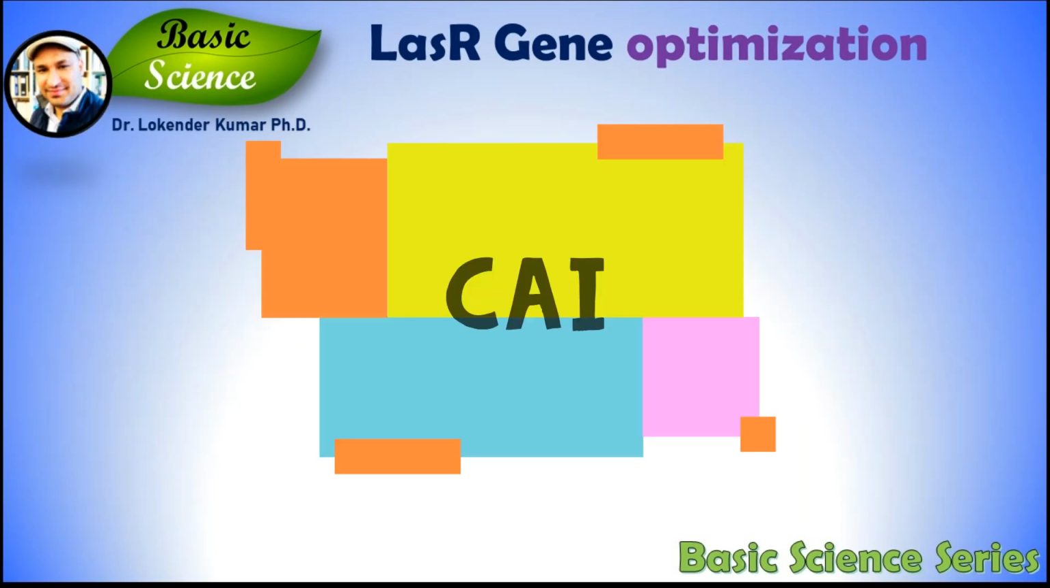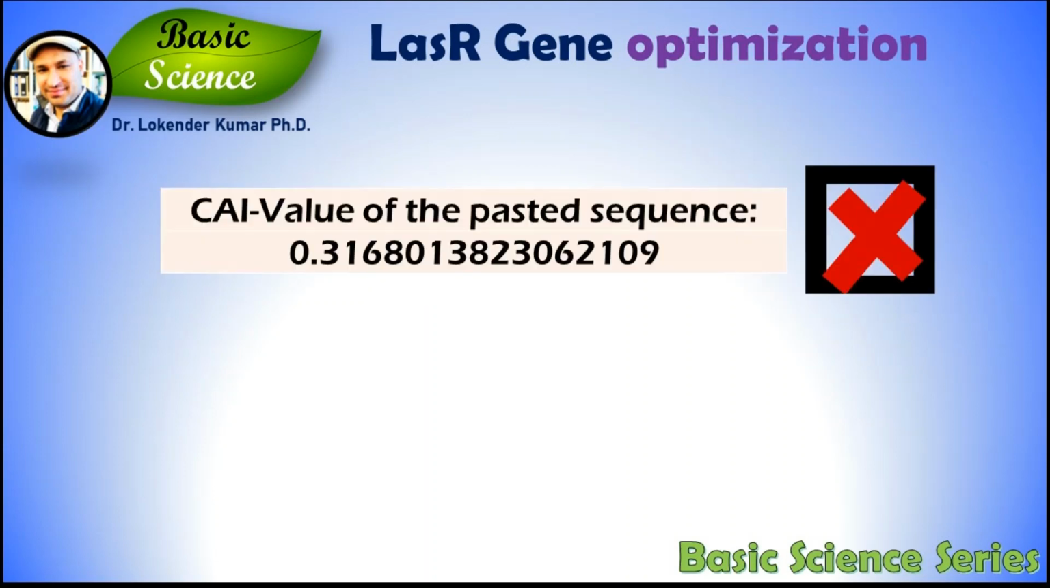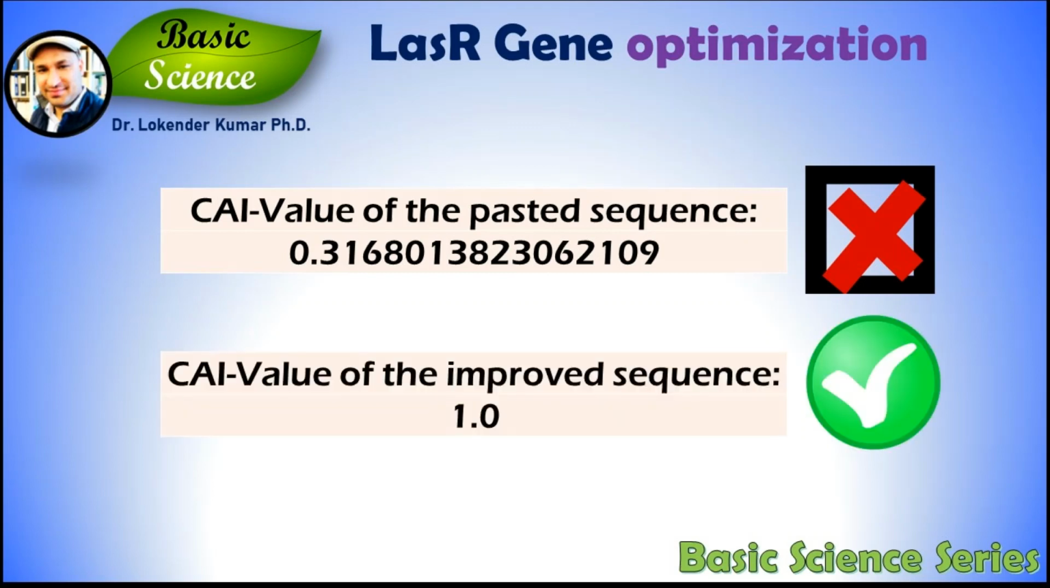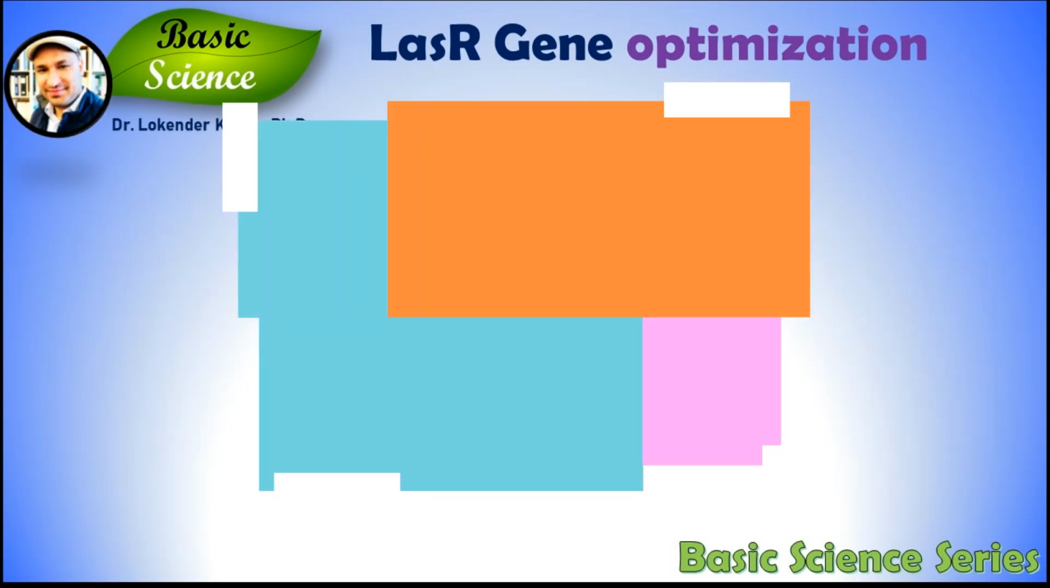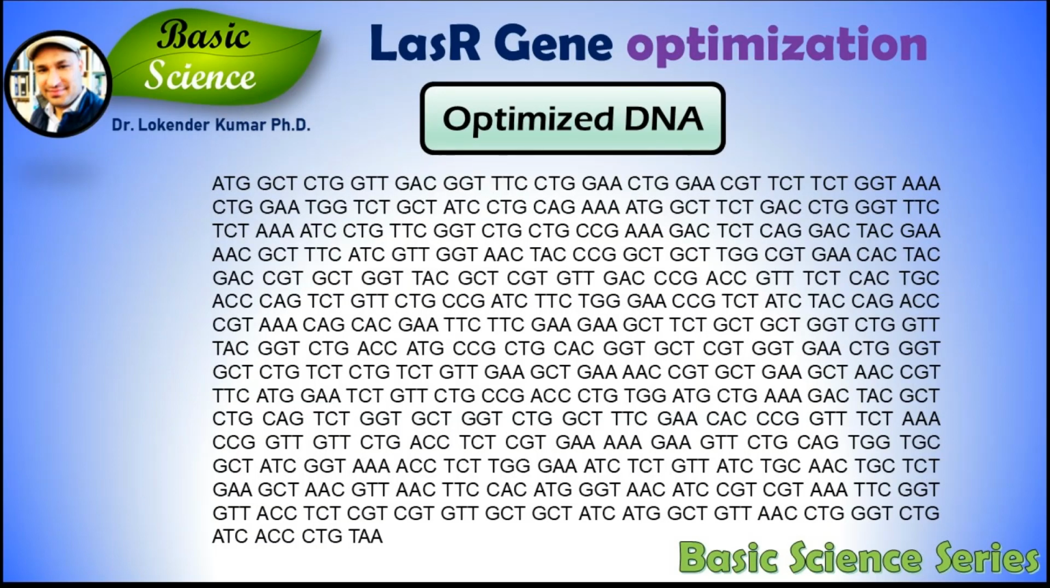It will also show you the CAI value, which is the codon adaptation index value, for the unoptimized sequence. In our case, the value is 0.3 for unoptimized, and after optimization, the value is 1. For an optimized DNA, the ideal value of CAI is 1. It will also show you the improved DNA sequence. Copy the sequence in a new file.